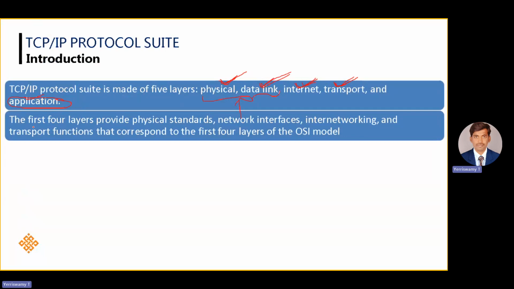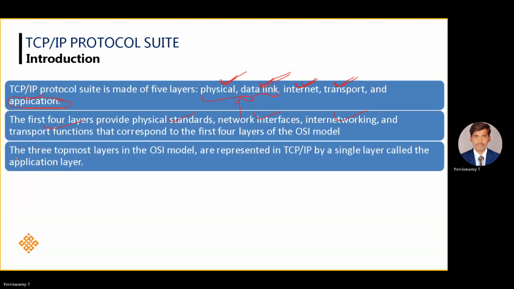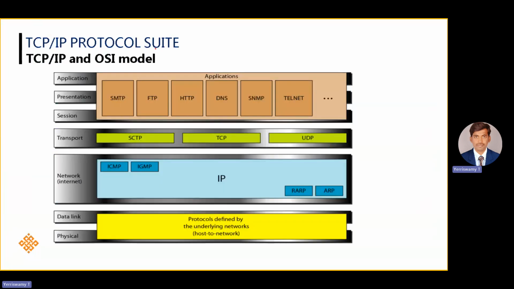As I already told you in the OSI model, the first 4 layers, that is physical, data link, internet, and transport, will provide physical standards in the physical layer, network interfaces in the network layer, internetworking again in the network layer, and lastly we have a few transport functions. These are all functionalities we have already seen in the OSI model. And the 3 topmost layers, that is session, presentation, and application in the OSI model, have been clubbed together and named as a single application layer in the TCP/IP model. So this is the comparison between the TCP/IP and OSI models.